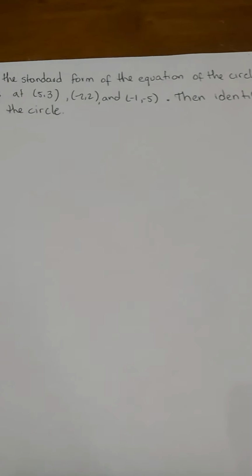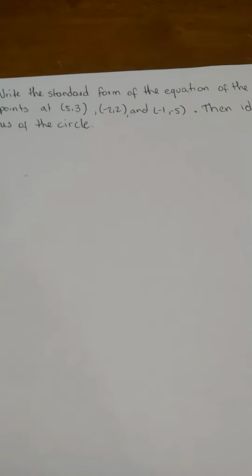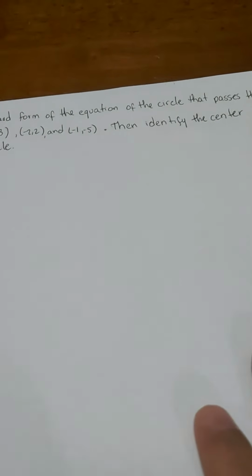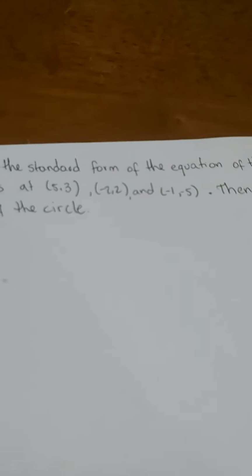So example 4 says, write the standard form of the equation of the circle that passes through the points (5, 3), (-2, 2), and (-1, -5). Then identify the center and the radius of the circle. So we know that the circle passes through 3 points, right? And we need to write the equation in standard form.